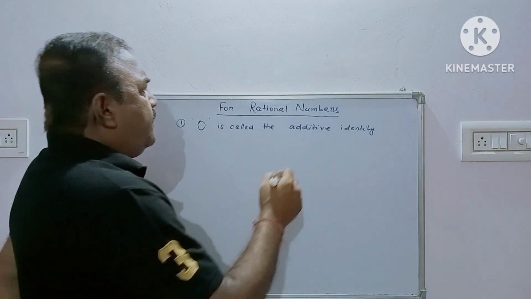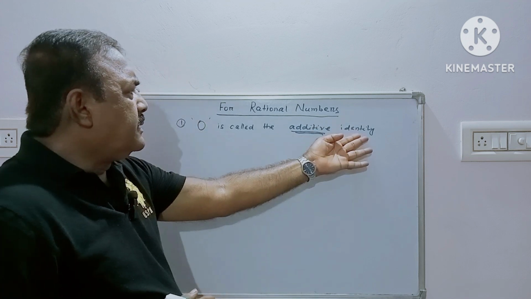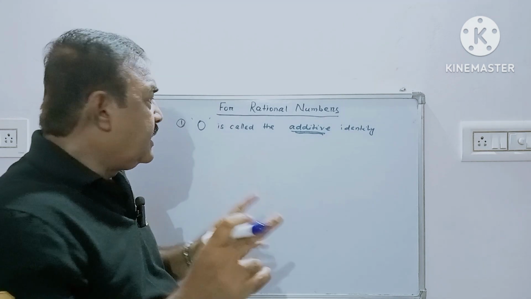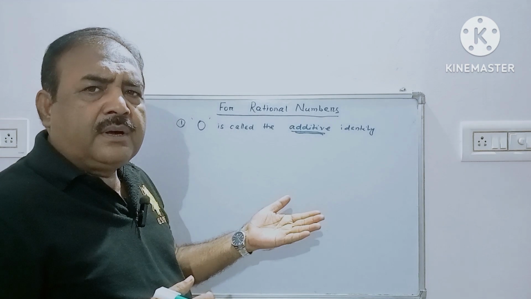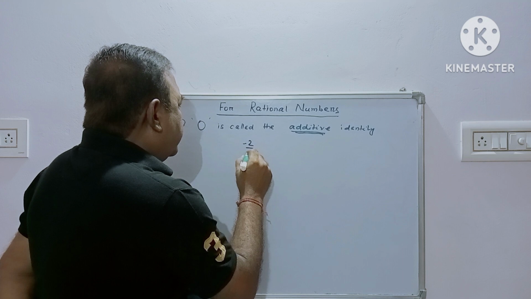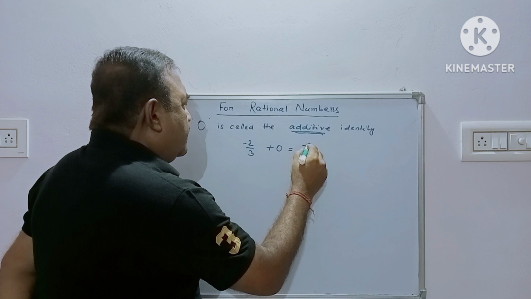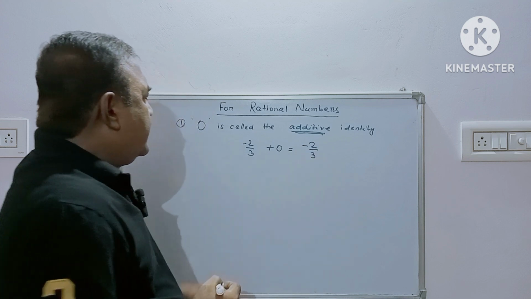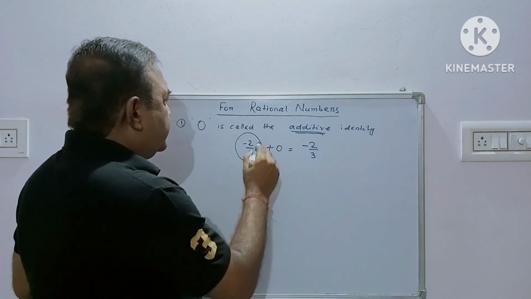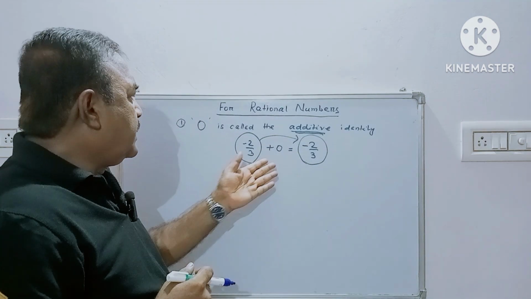You see, additive identity, when you add, there is some equality, that means there is some identity, there is no change. You may take any positive or negative rational number, that doesn't matter. Suppose I write minus 2 upon 3 plus 0, that is equal to minus 2 upon 3. So you see here 0 is called the additive identity because there is no change in the sum.